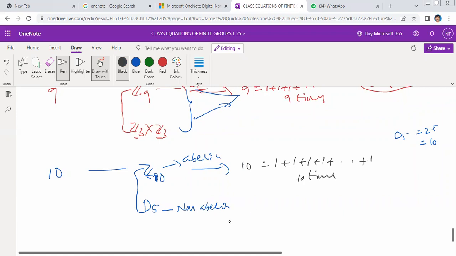Now, a group of order 10, it is D5, the dihedral group. This classification, 10 is equal to 1 plus, because the identity element's order is always 1. Okay, for the identity element, the classification order is 1.